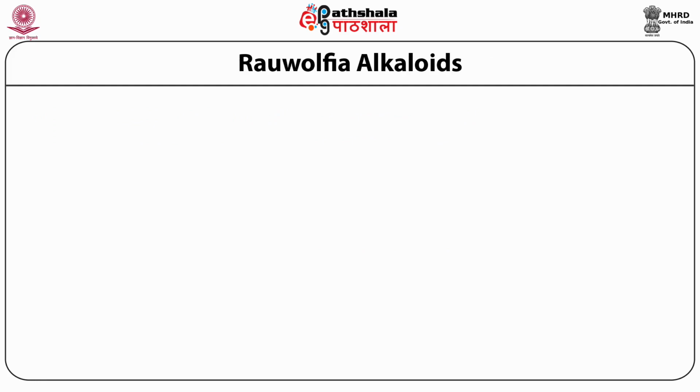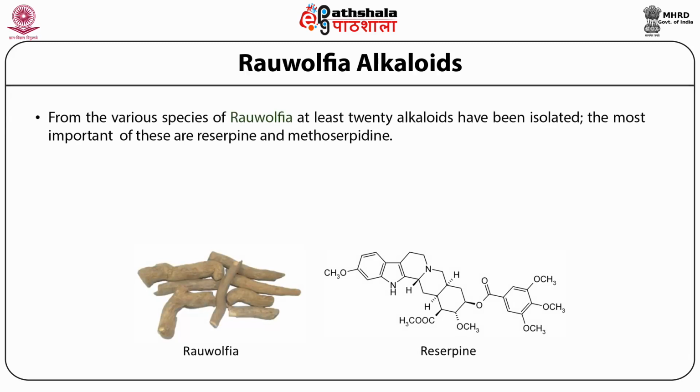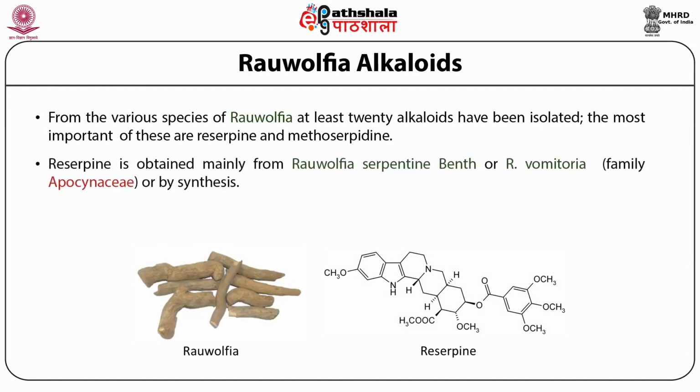Next set of alkaloids are that from Rauwolfia. At least 20 alkaloids have been isolated. The most important of these are reserpine, desreserpidine, and methoserpidine. Reserpine is obtained mainly from Rauwolfia serpentina or Rauwolfia vomitoria, belonging to family Apocynaceae. Nowadays, reserpine is obtained mainly by synthesis, a synthetic source.